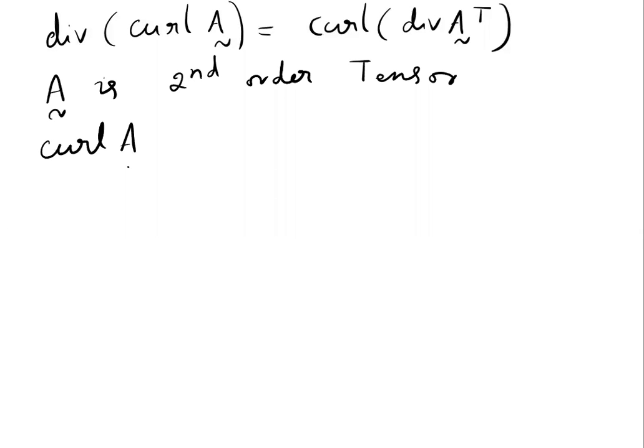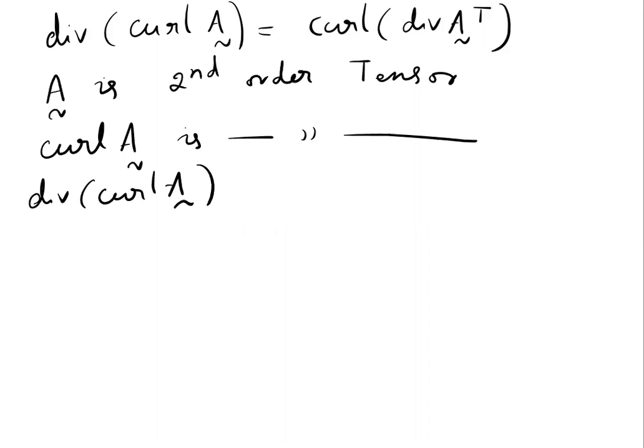The curl of A is also a second order tensor. Right? Then what is divergence of this? So div of curl A. Curl A is a second order tensor, so divergence of this is one order less than that. So it is a first order tensor, and a first order tensor is nothing but a vector. It's a vector, so one free suffix should come.